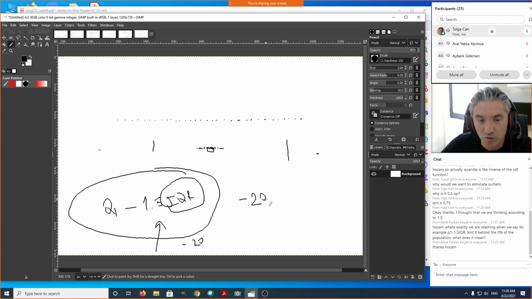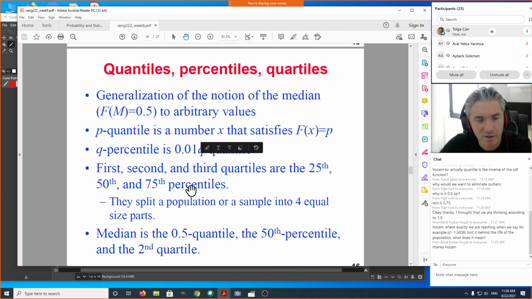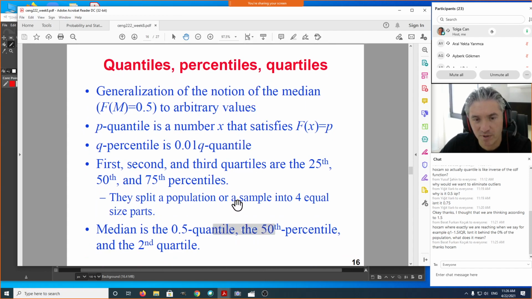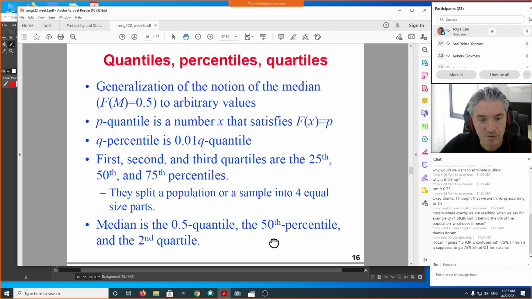That's also possible. Yeah, the quartiles split the population into 4 equal size parts. This is important.